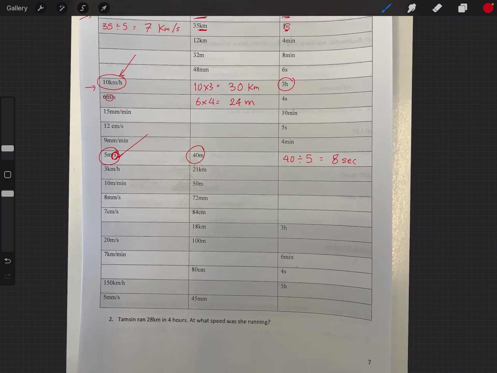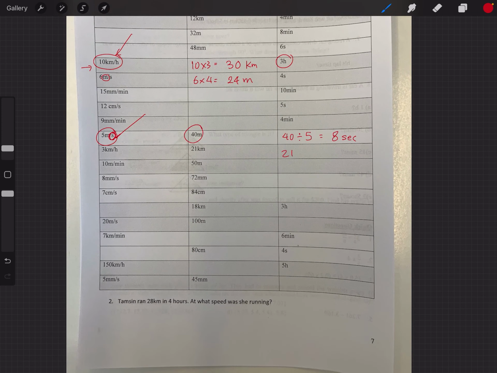We'll do one more. The next one, we're going to say 21 divided by 3. That gives me 7. And the time is in terms of hours, so we put hours. And the rest of it is just different things, so you just have to work it out yourself.